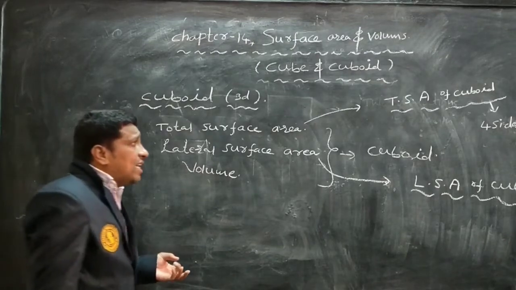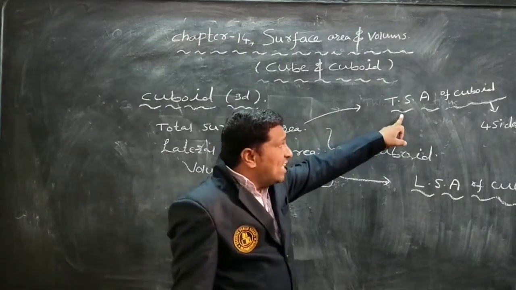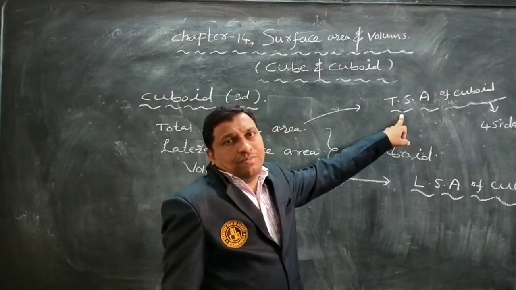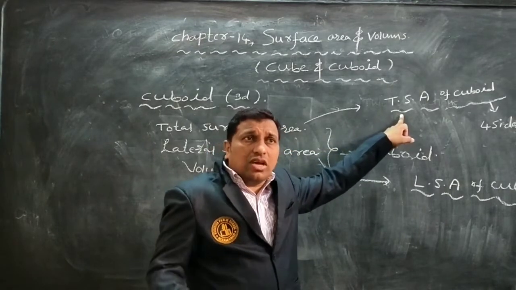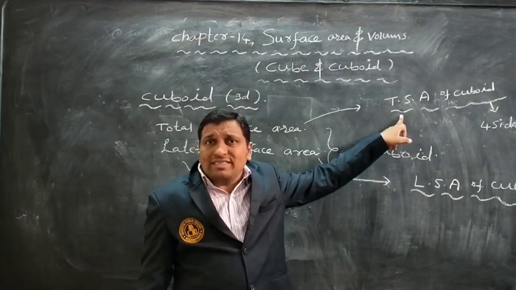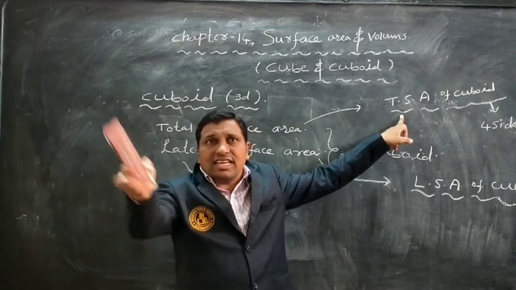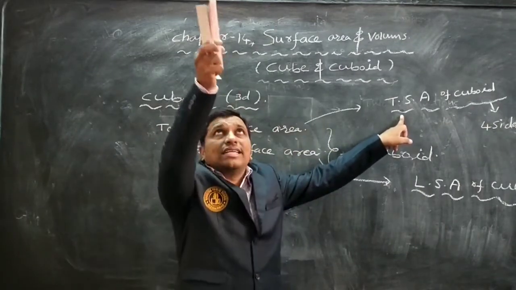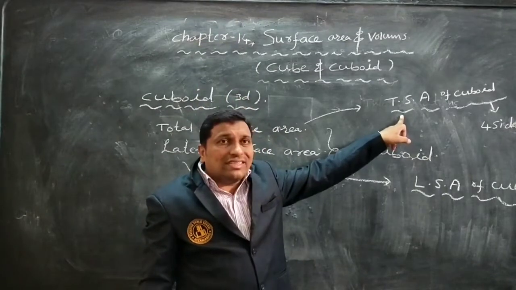Here, the total surface area of a cuboid includes 4 sides plus top and bottom. Understood? First, let's assume this is a classroom. How many sides are there? 4 sides. First, second, third and fourth, including top and bottom, is called the total surface area.